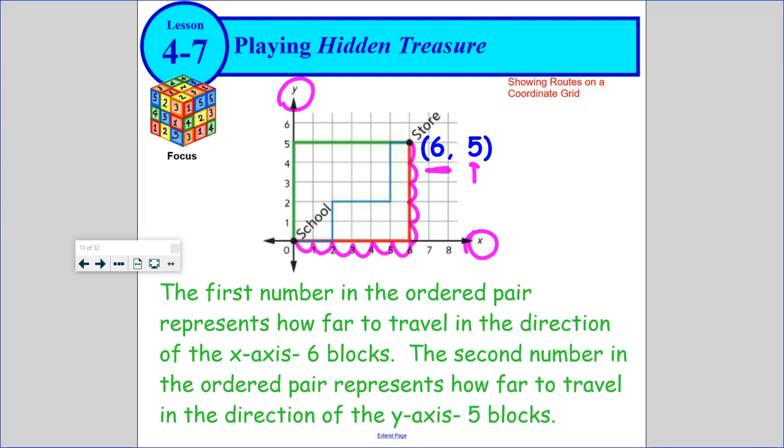We go up 5. When you're thinking of the coordinate pair, you always think of it as x, y, and then you think of it over and then up or down. In the past, somebody has reminded me and made me think of when you're doing an ordered pair, when you're using a grid, you think of an elevator, okay?